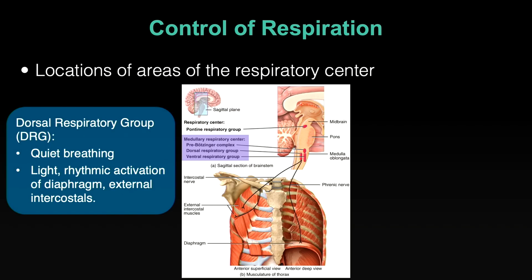And in brief, general overview terms, the dorsal respiratory group is responsible for normal breathing, normal function. It sets normal pace and normal depth.